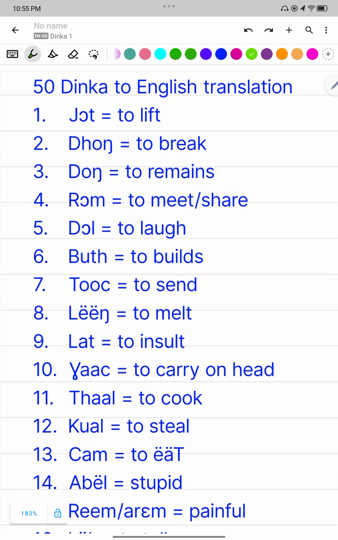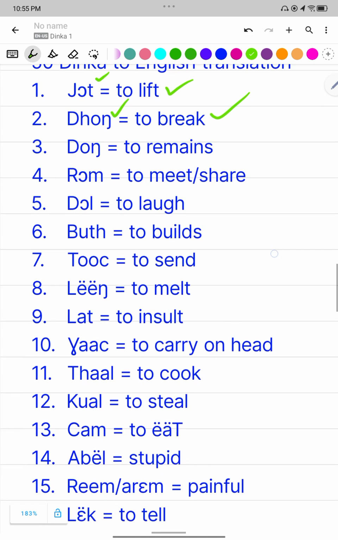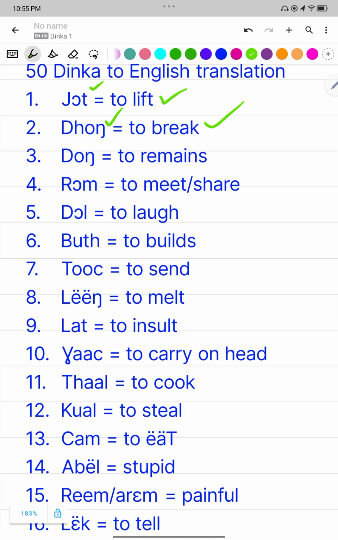Number one, jot. Jot means to lift up something. Number two, bon. Bon means to break. To break something. Number three, dong. Dong means to romance. To romance.